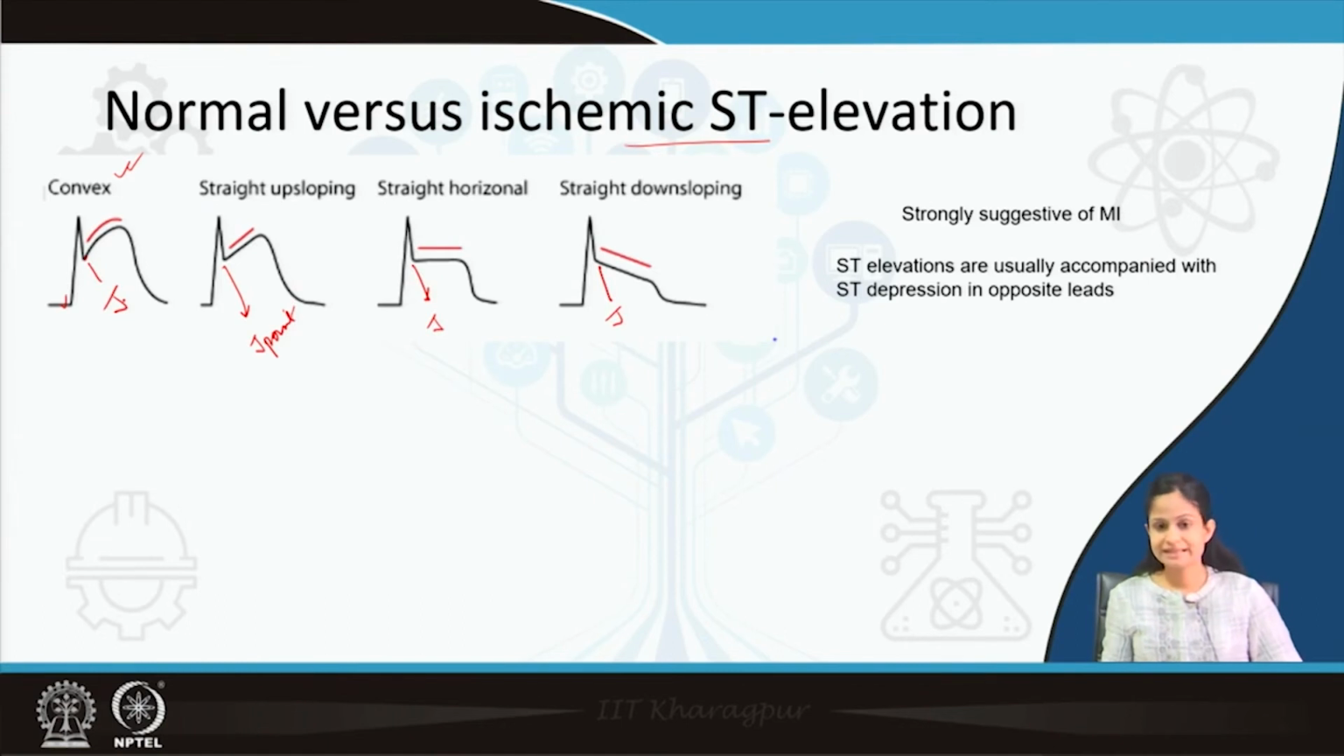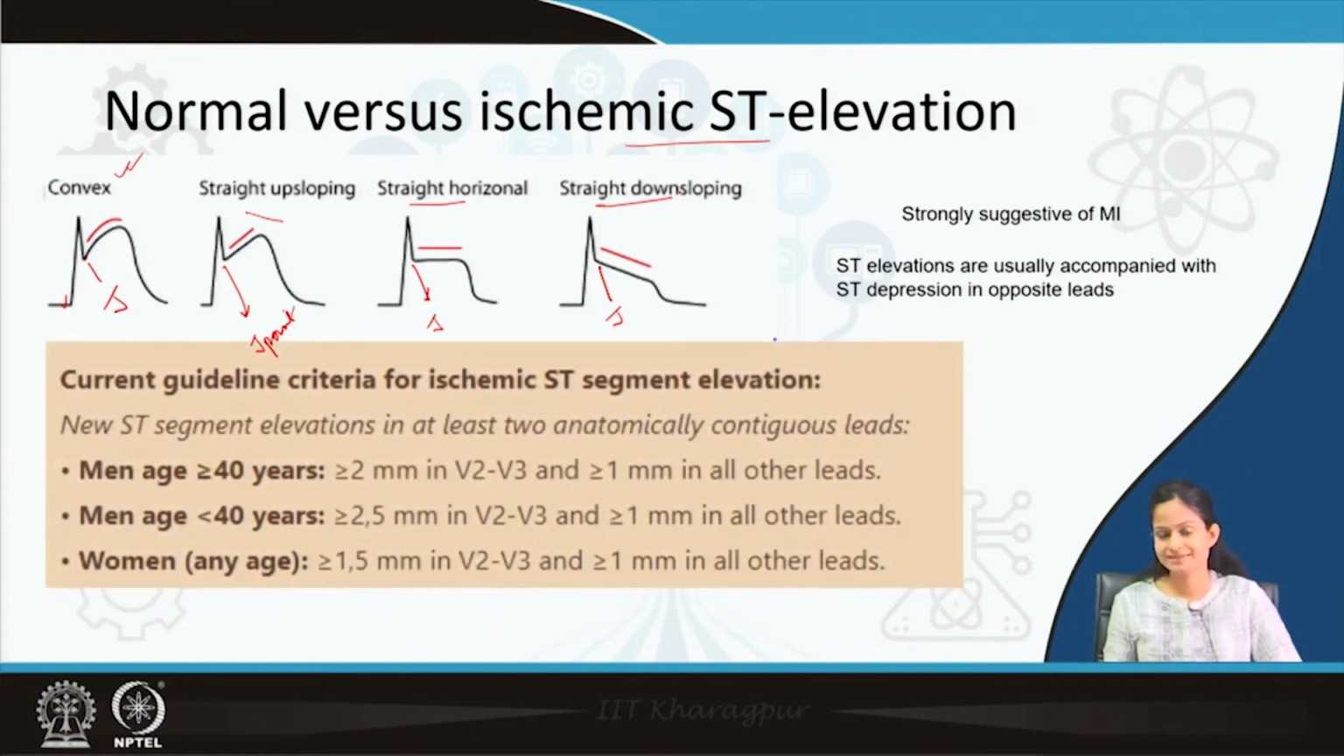So, we can see the ST elevations. They can be convex, straight, up sloping, horizontal, or down sloping; all are abnormal. So, the current guideline is the ST elevations should be present in at least 2 contiguous anatomical leads.